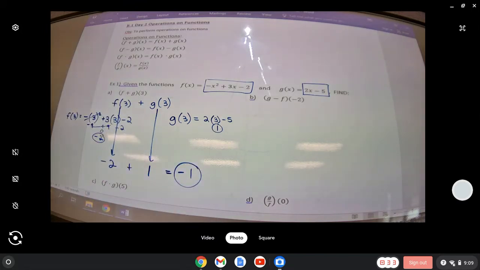So it should take you at least 3 steps. Plug into f, plug into g, and then add those 2 numbers together. So pay attention to what operation they're asking you to do.